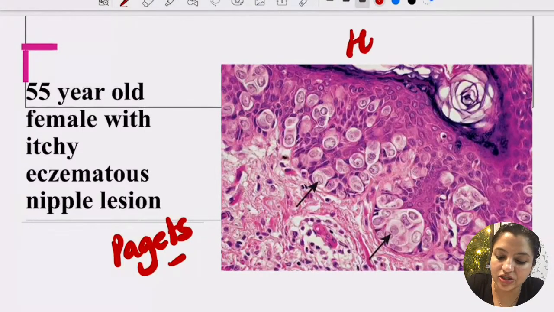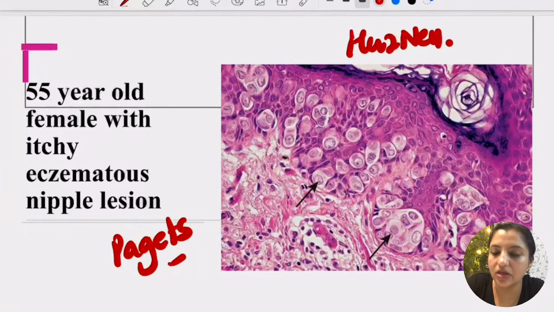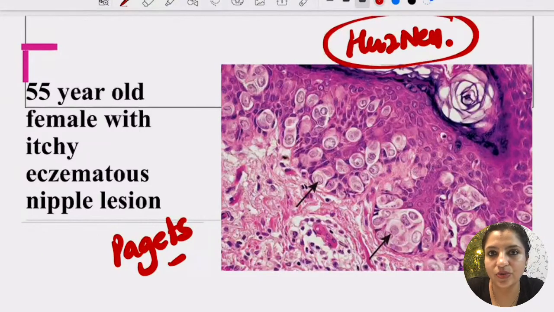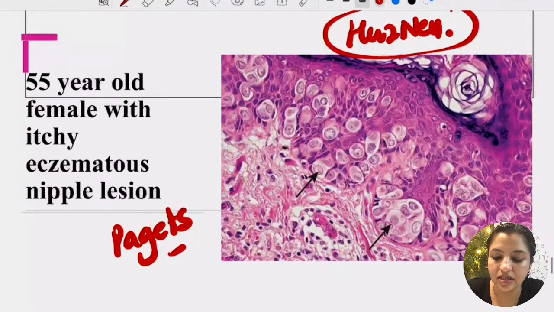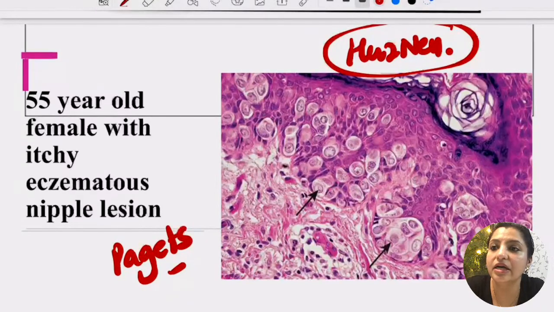And of course, if somebody asks you what the IHC marker is, it is usually HER2/neu positive. It can also be positive for CK7, and so on. The most important stain that we use here is HER2/neu, which you always have to remember. It depends upon the underlying phenotype basically. So remember, usually they are HER2/neu positive and usually they have an underlying malignancy.